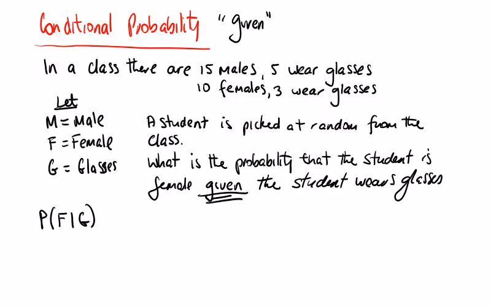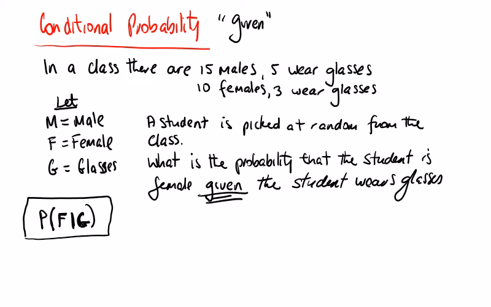Okay, so take this down in your copies, pause the video, and then we'll look at the answer. Conditional probability. This is what conditional probability looks like. The probability of female, this straight line, we read as given the person wears glasses. That's a G. So there's 15 males in the class and 5 wears glasses. There's 10 females and 3 wear glasses. A student is picked at random from the class. What is the probability that the student is female, given that the student wears glasses?